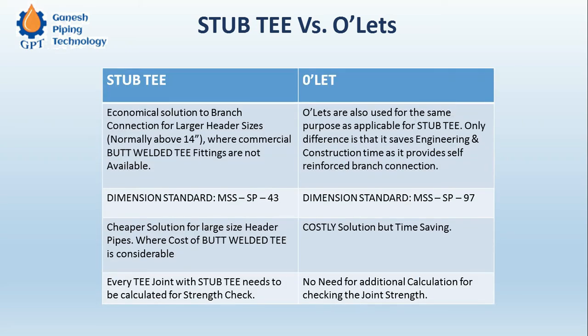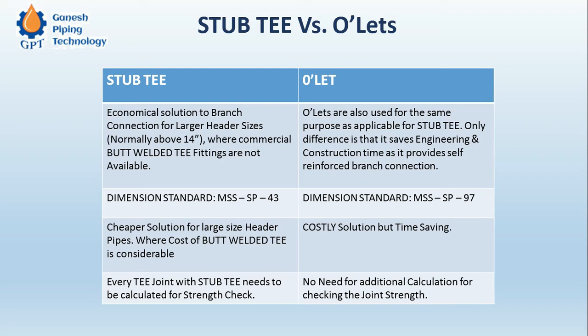So stub T is an economical solution to branch connections for larger header sizes, normally above 14 inch, where commercial butt welded T fittings are not available, or maybe if they are available, then they are too costly. Okay, so the connection is done by drilling a hole in the header and then going for the welding. So that's the best way.